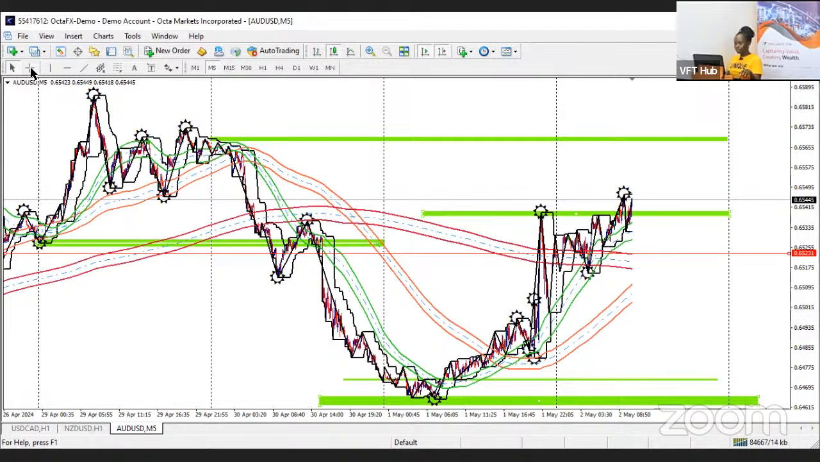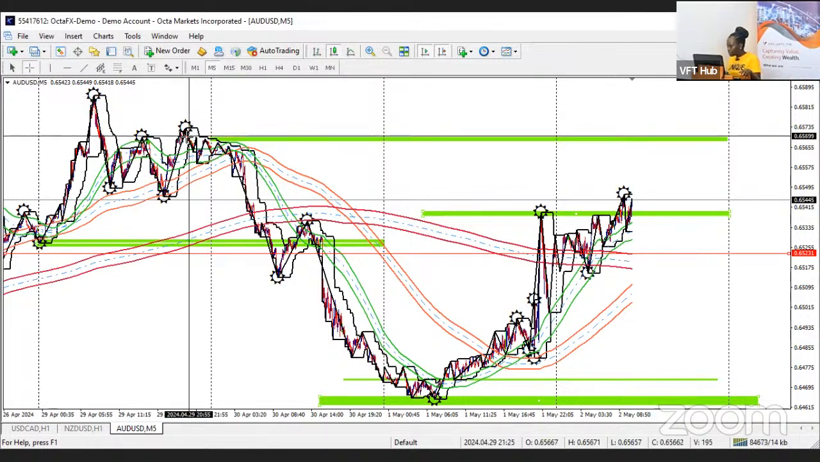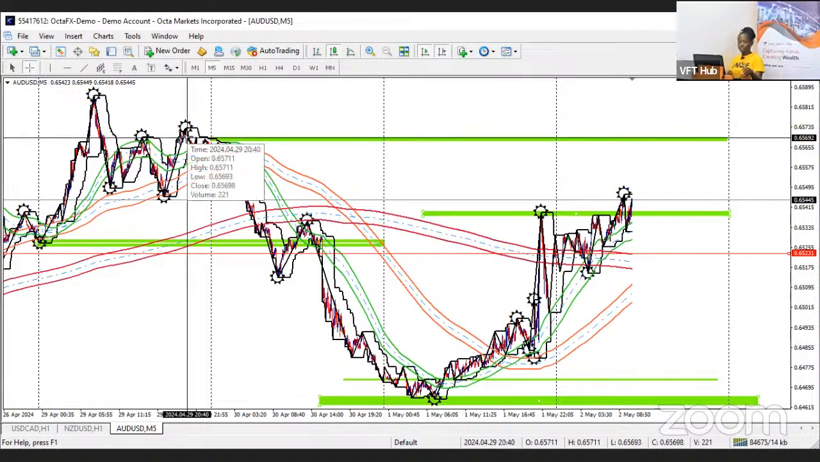You can write it down. It's about 0.65692. Wait for price to get there. If we see reactions from that level, we're going to sell. If price breaks above this level and keeps buying, then we're going to see what the market is doing.